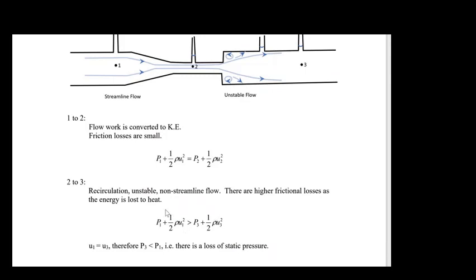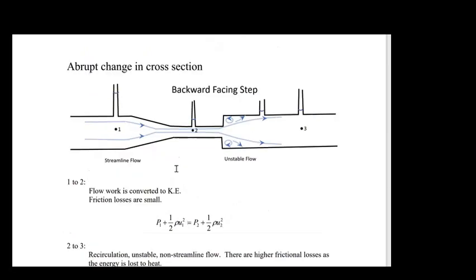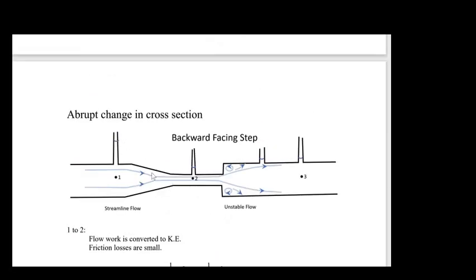We've removed those terms. Now, U1 is the same as U3. Assuming the cross-sectional areas of the pipes are the same, U1 is the same as U3, so this term here, a half rho U1 squared, is equal to a half rho U3 squared. So those terms would cancel out. So therefore P1 must be greater than P3. Okay, so the pressure here is greater than the pressure here. So we see a reduction in pressure, and that reduction in pressure is equal to this energy loss.